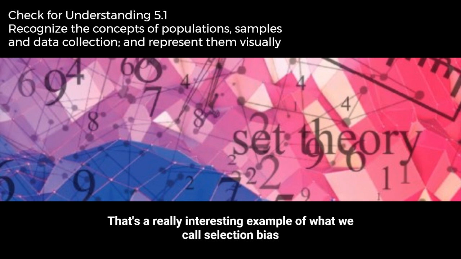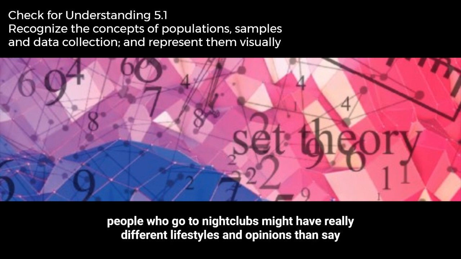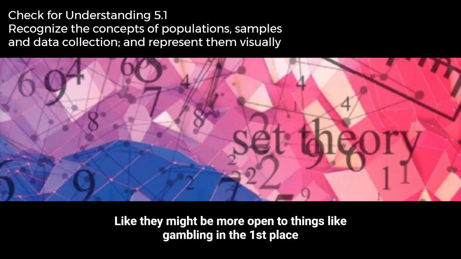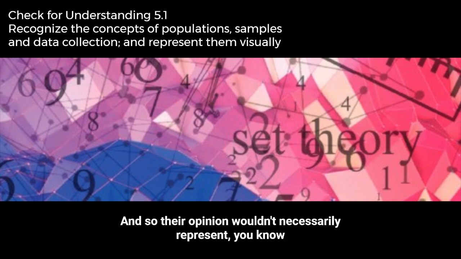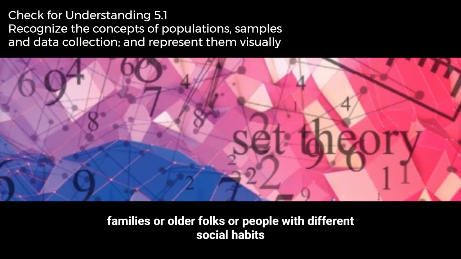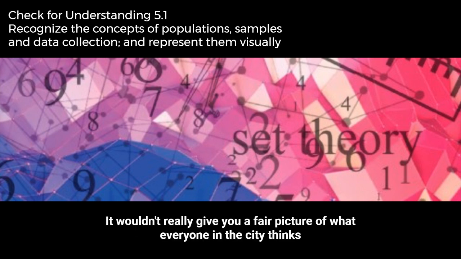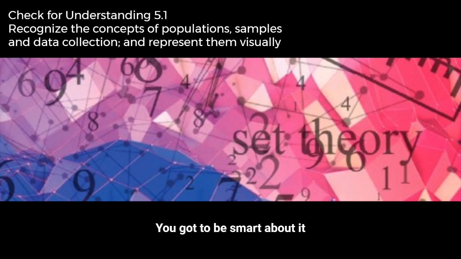That's a really interesting example of what we call selection bias. Because think about it. People who go to nightclubs might have really different lifestyles and opinions than people who don't. Way different. They might be more open to things like gambling in the first place. And so their opinion wouldn't necessarily represent families or older folks or people with different social habits. Basically, that sample from the nightclubs wouldn't really give you a fair picture of what everyone in the city thinks. So you can't just pick any old group. You've got to be smart about it.